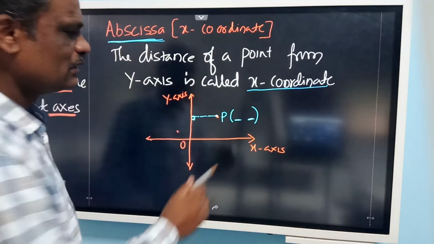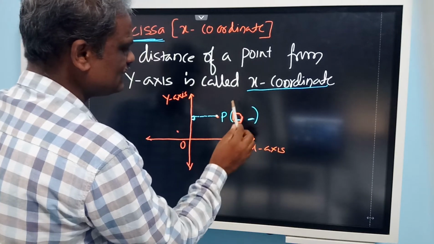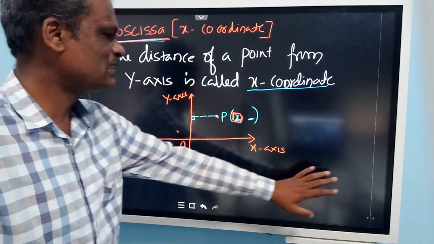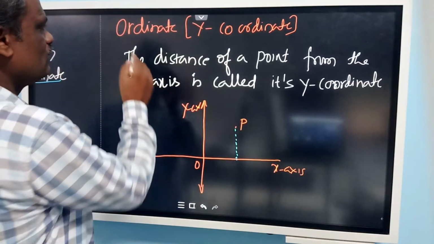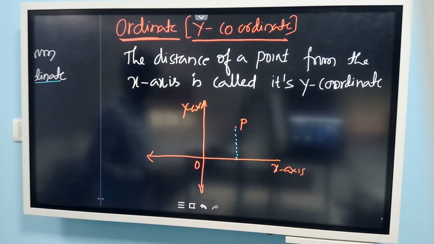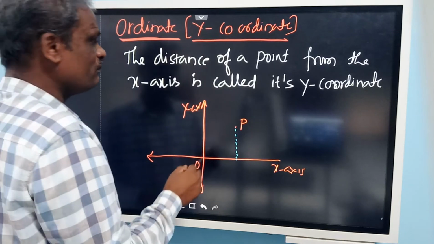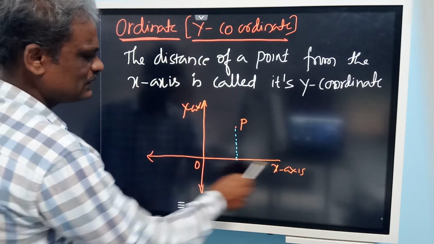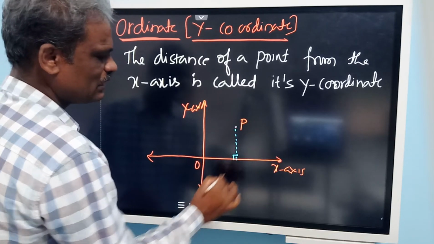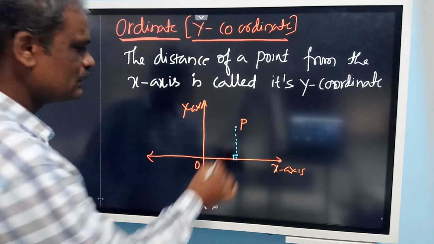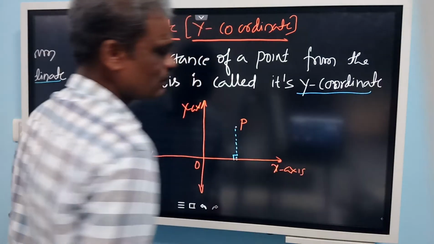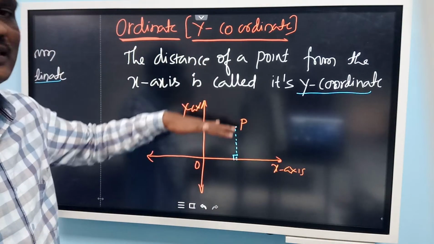Inside the small brackets, the first point always represents the x value. So that is called as abscissa or x coordinate. Now come to this ordinate or y coordinate. Let us understand what is ordinate or y coordinate. It is the distance of a point from the x-axis. So this is x-axis. So here is a point and this distance, the shortest distance is the perpendicular distance. The distance from this x-axis to that point is called as y coordinate. Distance from x-axis is called as y coordinate.